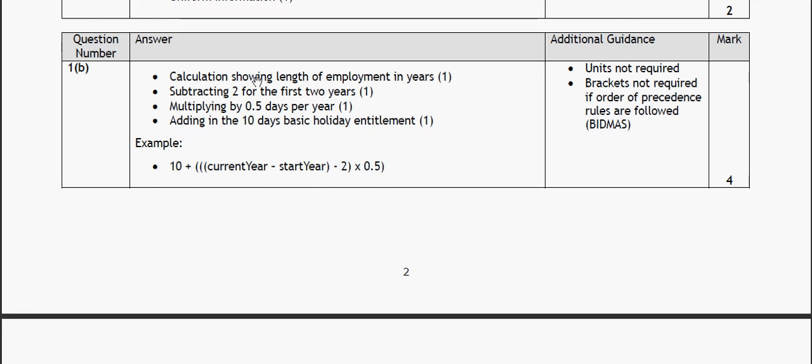But here we can see how you got your marks. So you get 1 mark for showing the length of employment. So if you had done it like I did it, which was create a variable for it, that's absolutely fine. You're going to get a mark. Taking 2 off for the first 2 years, you get a mark. Multiplying the rest by 0.5 is a mark, and then adding in the 10 days is a mark. So you can still go wrong and still pick up 2 or 3 marks. So these questions are never ones that you should just skip past. They're always ones that you should think about and have a go.